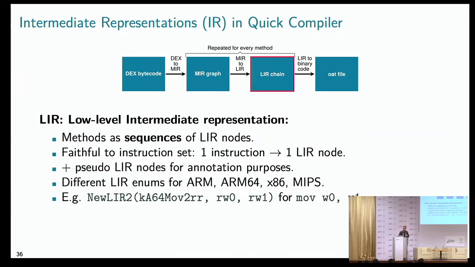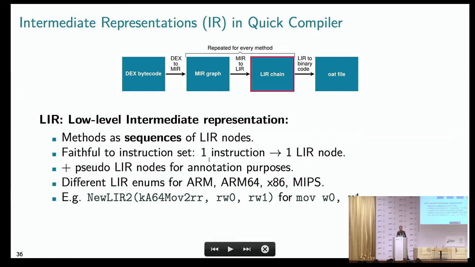The next representation is the low-level intermediate representation. So while the MIR was very close to the input, the LIR is very close to the output, very close to the target instruction set for the target architecture. And this in particular means that for every instruction in the target architecture, you have one kind of LIR node. And in this representation, methods are represented as chains of LIR nodes. The LIR nodes are sort of instructions, so they are chains of them.